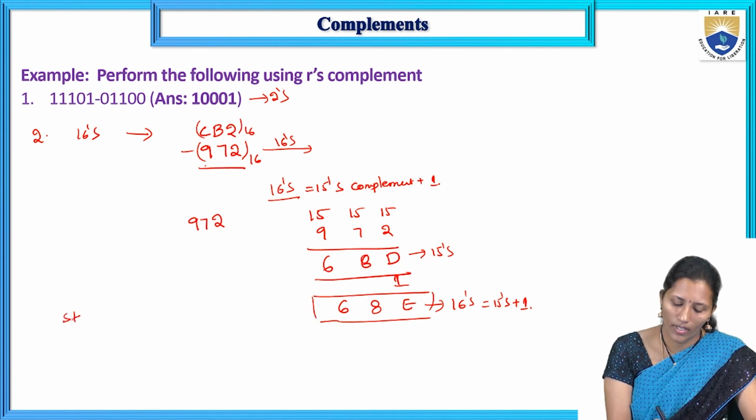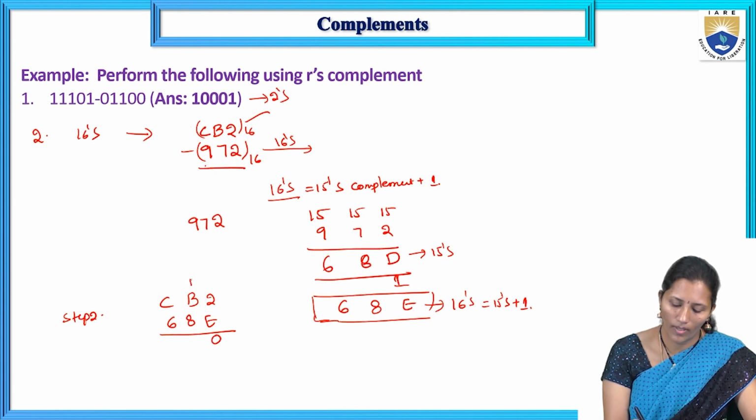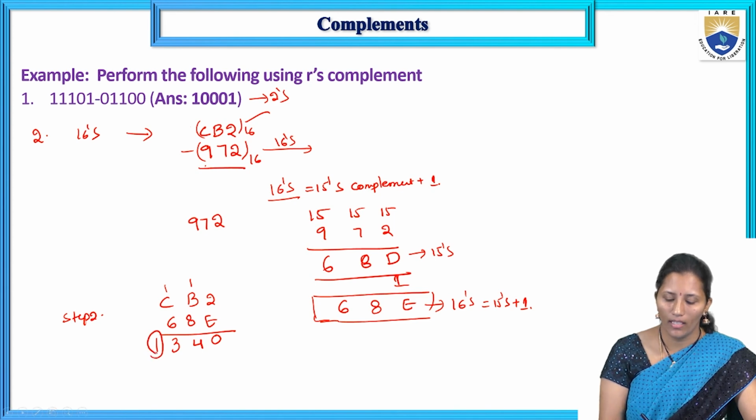That is step 2. The minuend is CB2. Add the 16's complement to CB2. Here E plus 2 is 0 with a carry of 1. Then B plus 1 plus 8 gives 4, and C plus 6 gives 3. You are going to get a carry of 1.